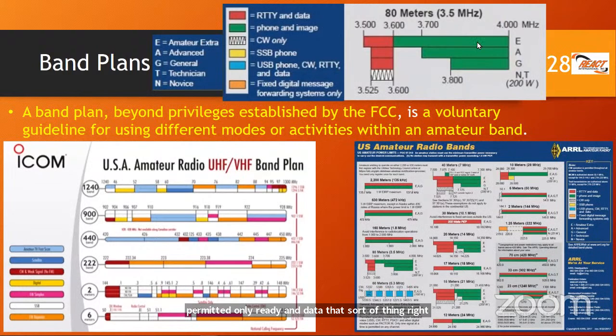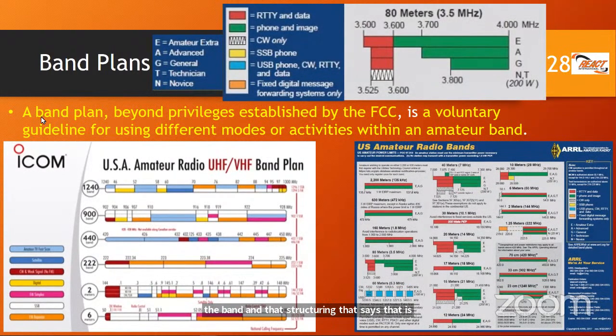Even though you're authorized as an extra class operator to operate between 3.5 megahertz and 4 megahertz on the 80 meter band, that's legitimate. You can use all of it. But the band plan says that from 3.5 megahertz to 3.6 megahertz, it should be RTTY or some other data mode. And from 3.6 megahertz to 4 megahertz as an extra class operator, you can do phone and image and so on, right? But you should not do voice in this segment of the band. And that structuring is called the band plan.